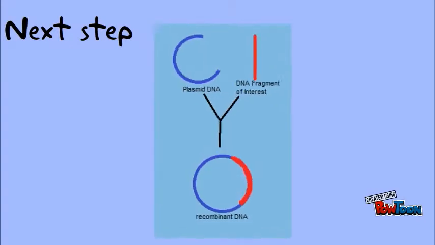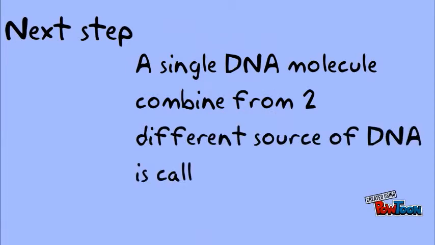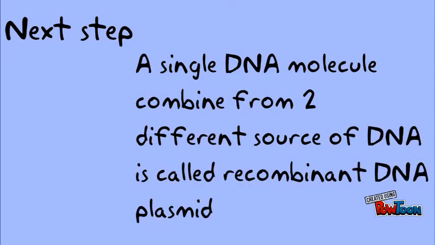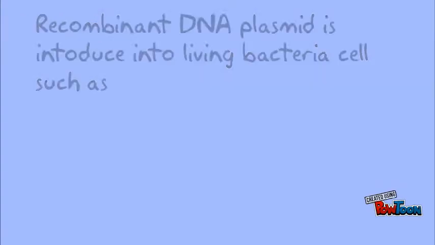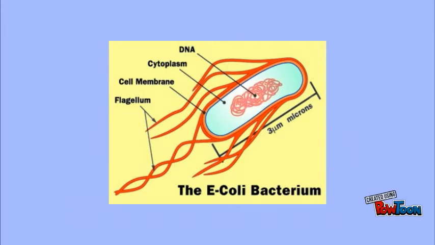Now we proceed to the next step, that is insertion of recombinant DNA plasmid. A single DNA molecule that combines two different sources of DNA is called a recombinant DNA plasmid. The recombinant DNA plasmid is introduced into living bacterial cells such as E. coli that are competent to accept the plasmid DNA.